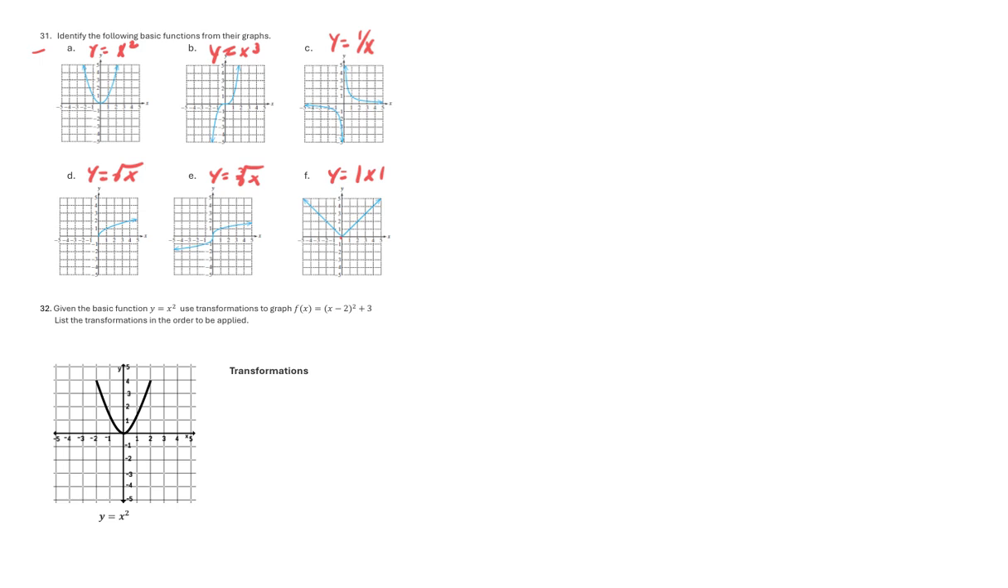Given the basic function y equals x squared, use transformations to transform to the graph f of x equals the quantity x minus 2 squared plus 3. List the transformations in the order to be applied. So here we'll have shift right 2 units, then shift up three units.